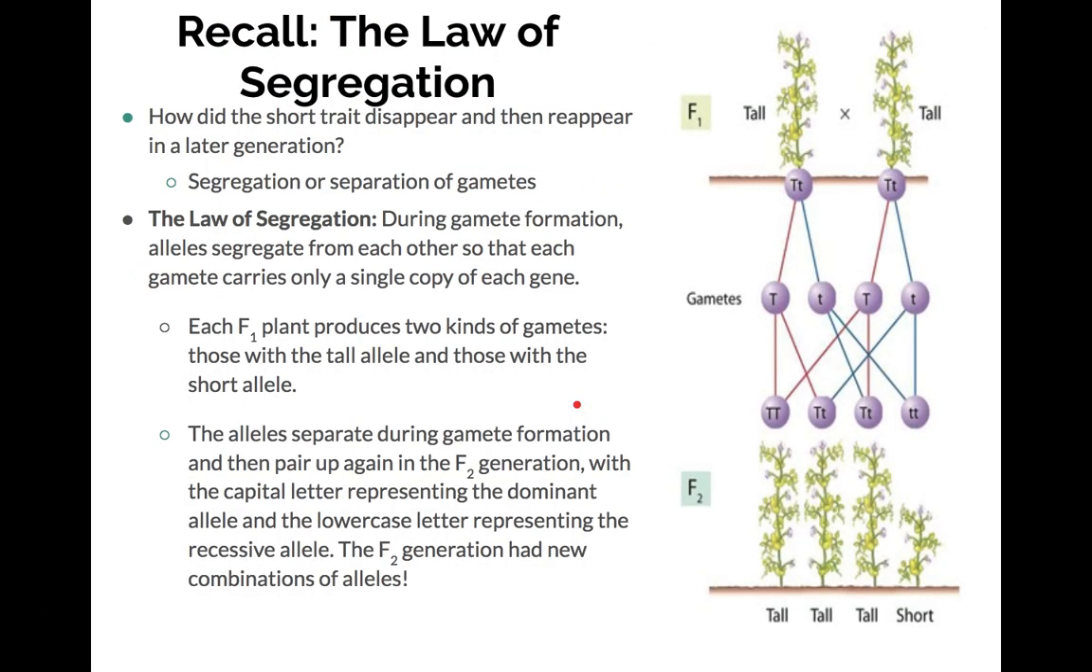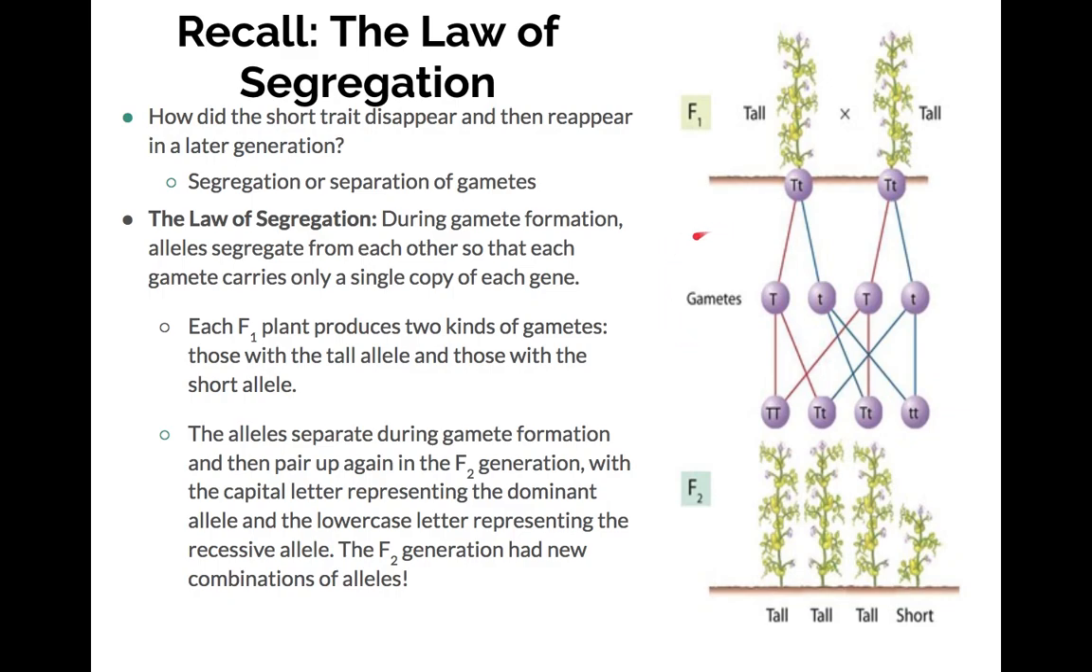Now, why is that important? Because when we talk about our F2 generation, then we came up with this law of segregation. So remember, during gamete formation, the alleles segregate from each other so that each gamete carries only a single copy of each gene. So here's a good demonstration of that.